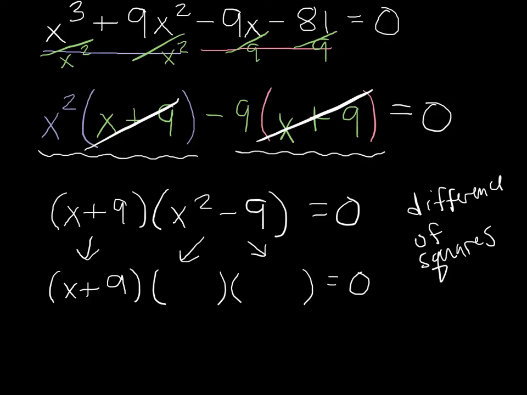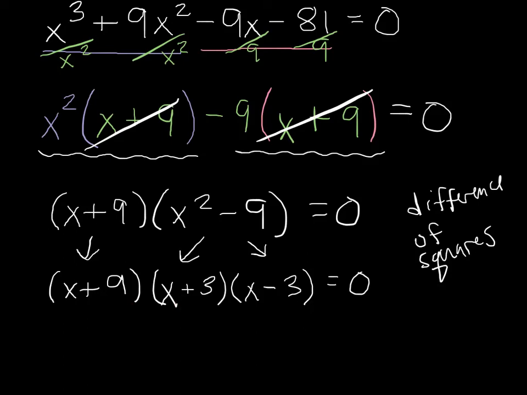It's just pure memorization. Because if you know difference of squares, you'll know that your end result is going to have a plus sign and a minus sign. The square root of x squared is x, so x goes first. The square root of 9 is 3, so 3 goes last. And that's it. We have these 3 factors.